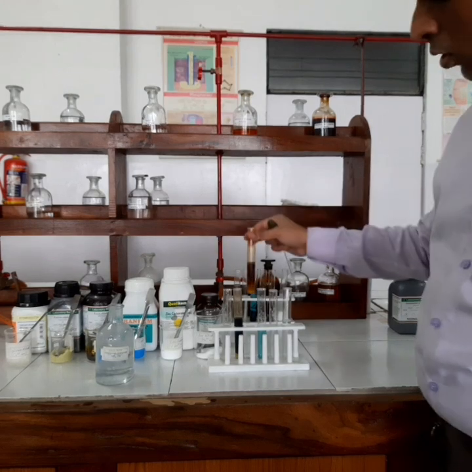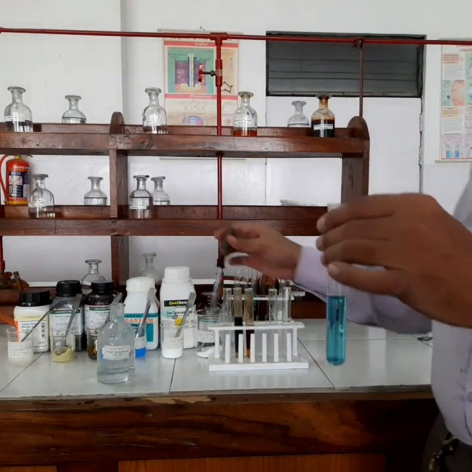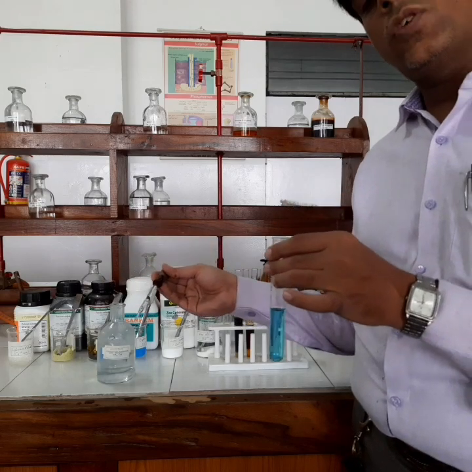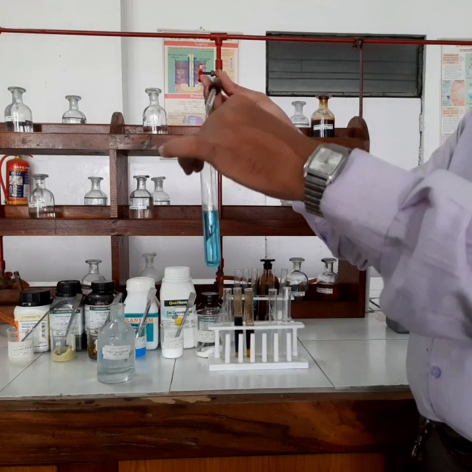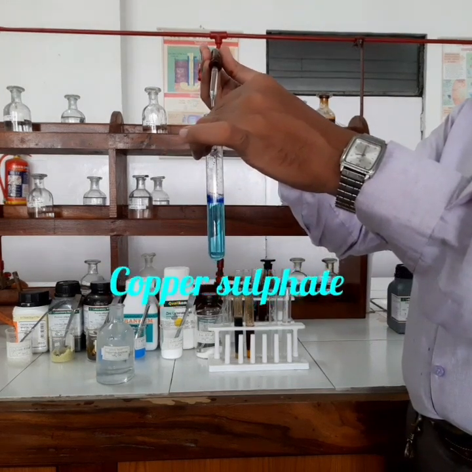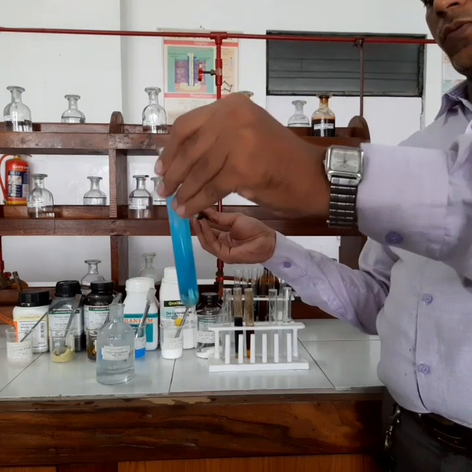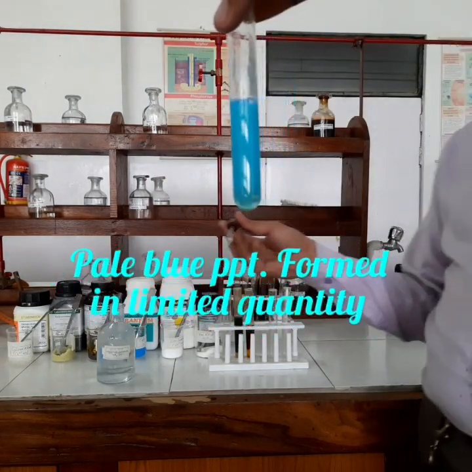Okay, now moving on further, now comes copper. Now this will make a difference. Why? Because the copper precipitate in case of NaOH was pale blue and was insoluble in excess. Now let's see what happens in case of NH4OH. First of all, see, a pale blue precipitate is formed on adding NH4OH in limited quantity.